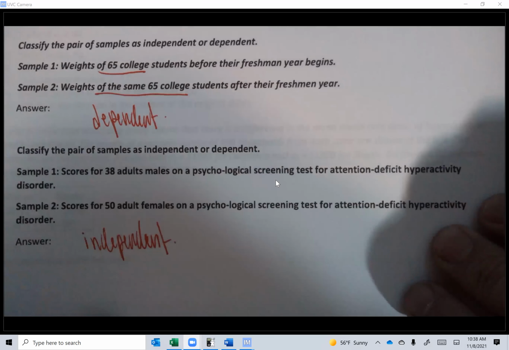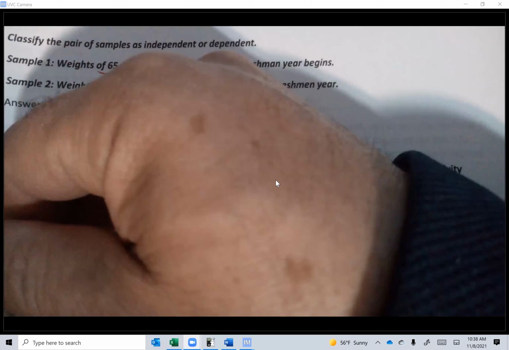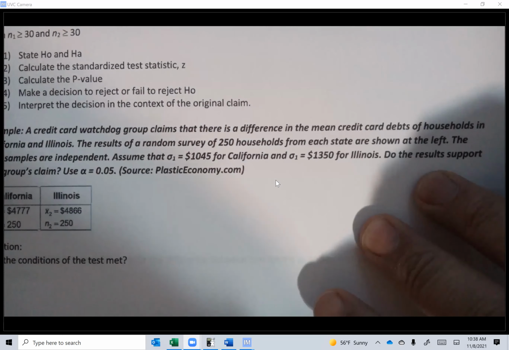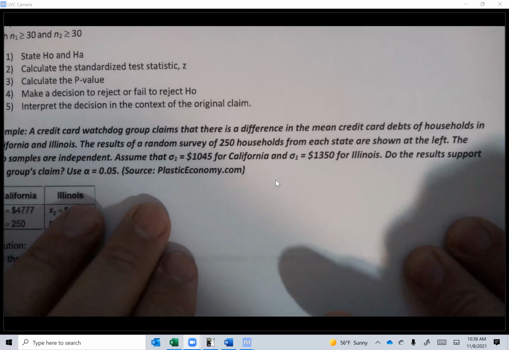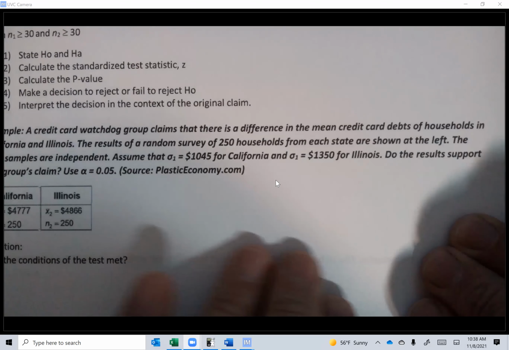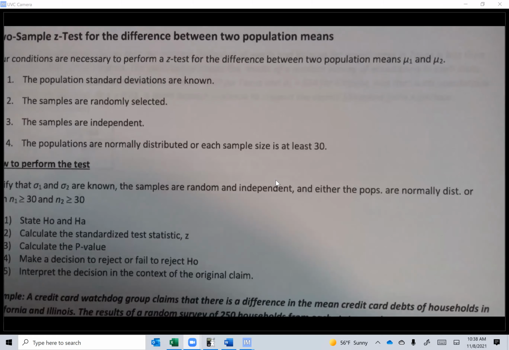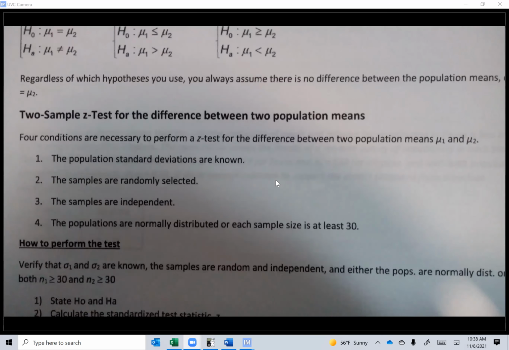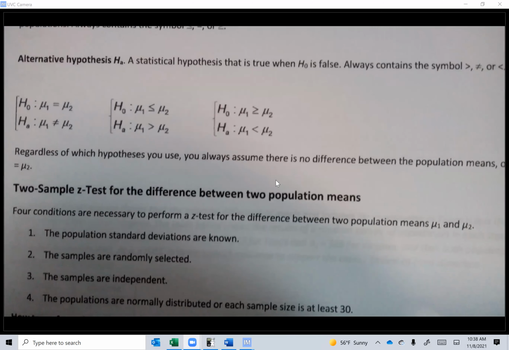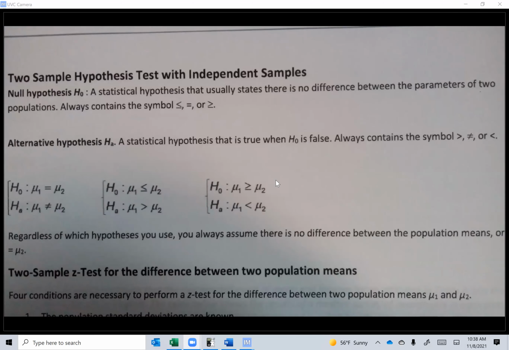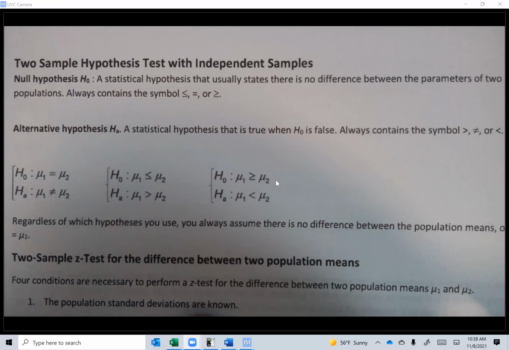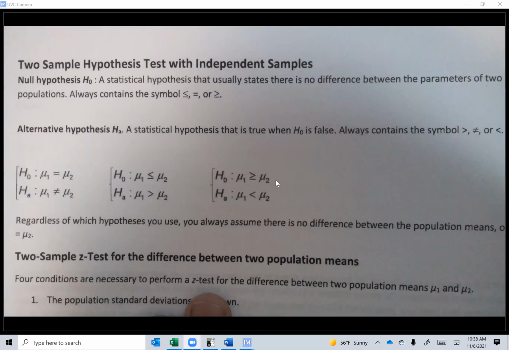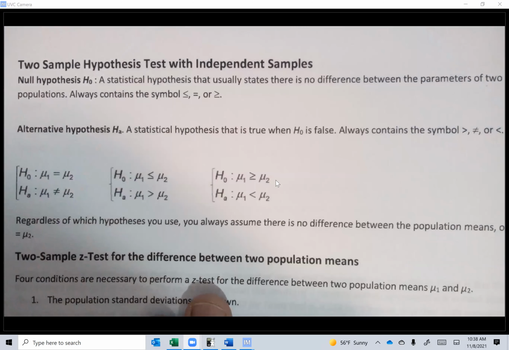We go to the next page. You're gonna like the way we state the null and the alternative hypothesis, and that's section 8.1. Okay, two sample hypothesis test with independent samples, sigma 1 and sigma 2 are known.